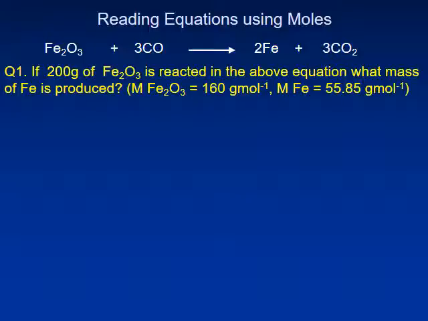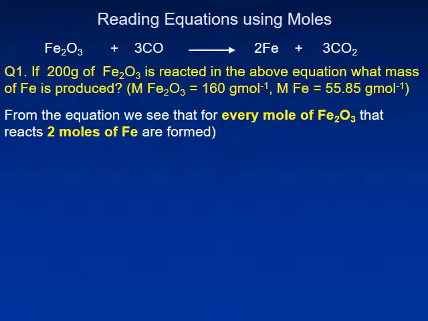Okay, so welcome back. Hopefully you have an answer. I'm just going to go through it. Okay, so from the equation we can see that for every mole of iron oxide, there is 2 moles of iron formed. There's a 2 in front of the iron.